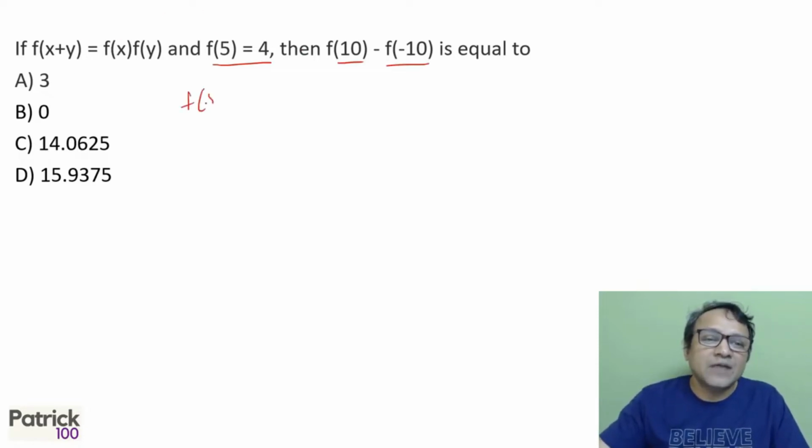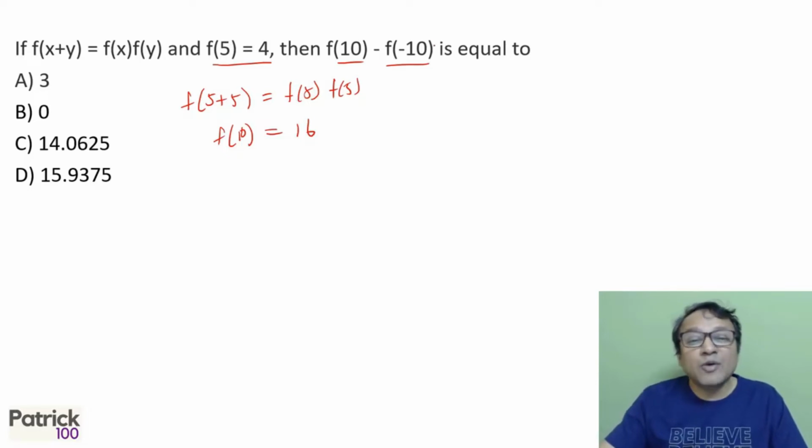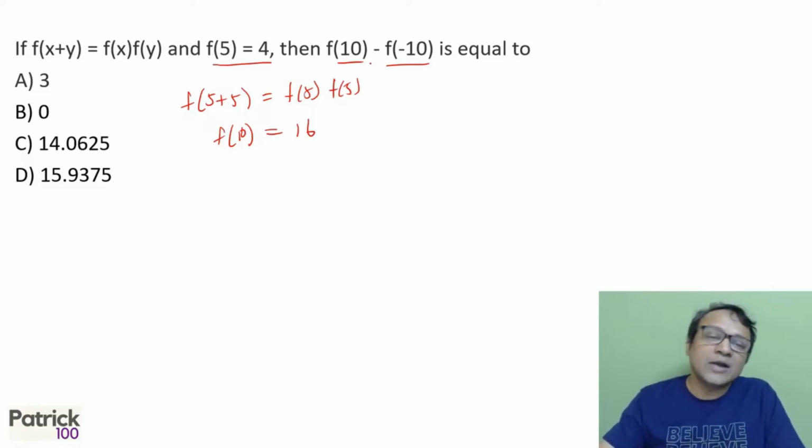That is easy. F of 5 plus 5 is equal to F of 5 into F of 5. So automatically you can make out F of 10 will be 16. That is 4 into 4 will be 16. That's what we got. Now we want negative number, F of minus 10. Normally, if you want to go to negative number, first find a 0 and then go to negative number. So first let's find 0.